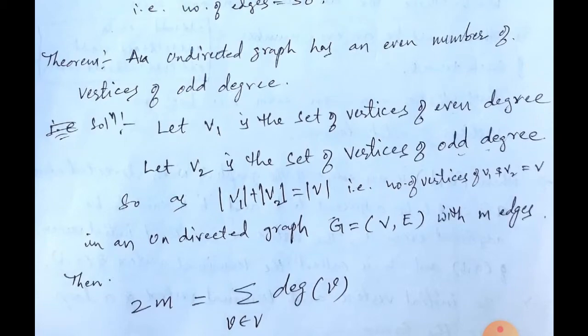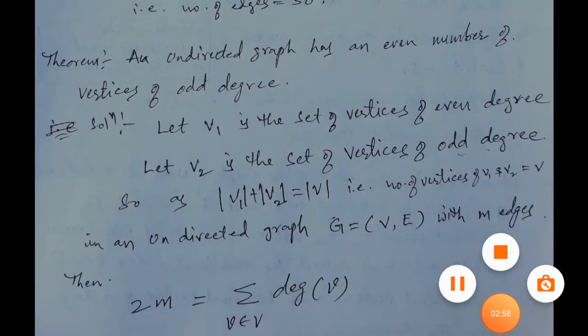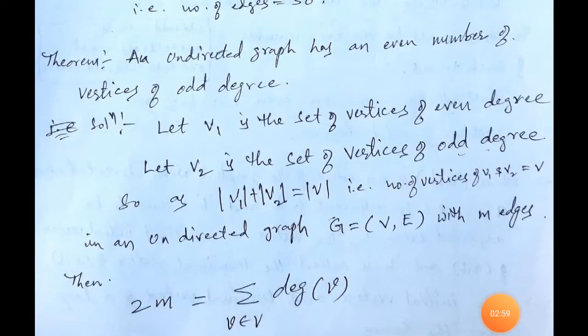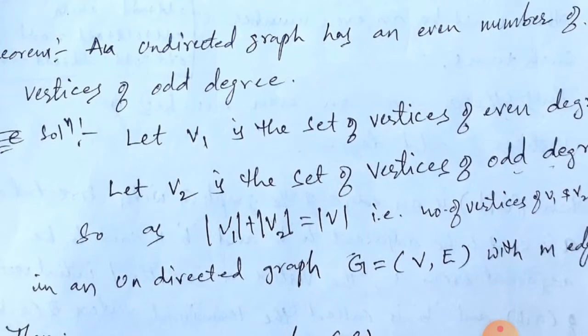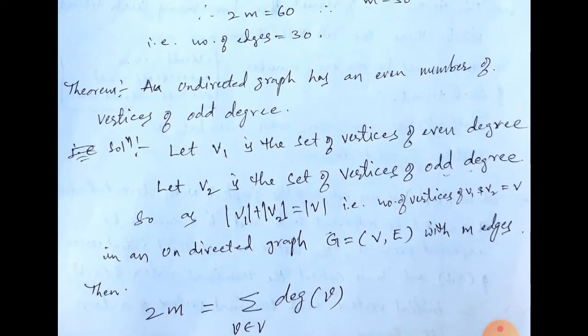Now observe another theorem. An undirected graph has an even number of vertices of odd degree. What is the meaning of this? In an undirected graph, the number of vertices, 2, 4, 6, 8 and so on, of odd degree. That means a vertex having degree 3, 5, 1, like that, an odd number. How many such vertices will there be? An even number of vertices will be there. So we will prove this.